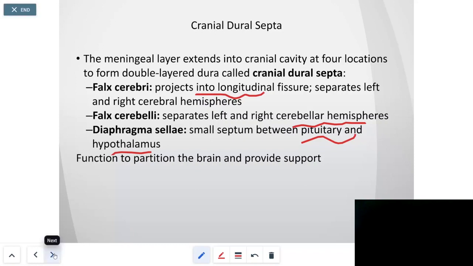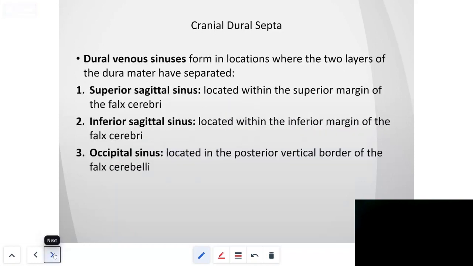It's a partition of the brain, so it's a key structure for support. Now, within the brain, you also are going to have dural partitions, also known as the dural venous sinuses. These are basically layers that also cushion. Three of these are very noticeable.